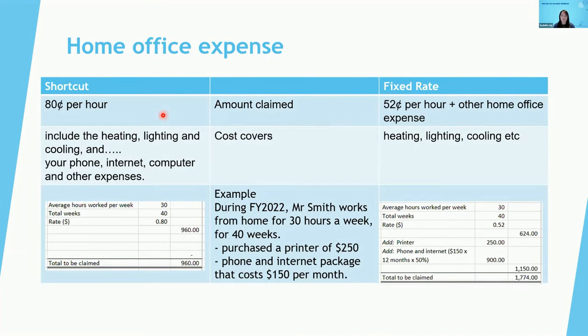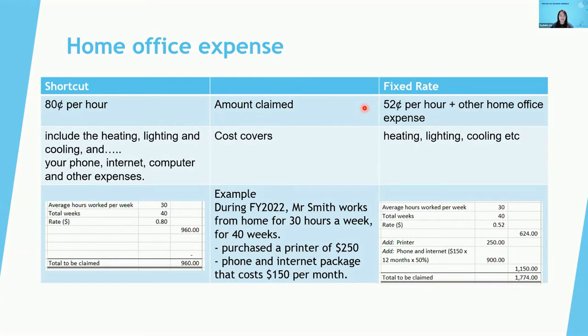For shortcut method, it is very straightforward. It is 80 cents per hour and it is all inclusive. It includes your utility, your phone, internet, computer, and other home office expenses. But for fixed rate method, it is 52 cents per hour plus other home office expenses.